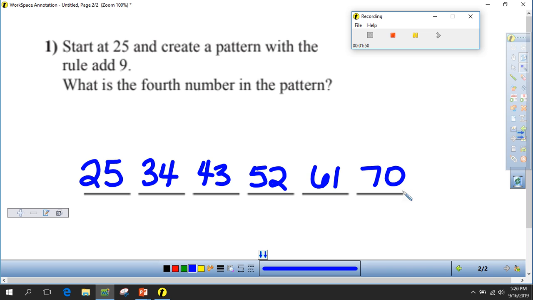So we just created an arithmetic sequence. We started with our first term of 25, and then we had a common difference of 9 where we added 9 each time. That created an arithmetic sequence using this pattern. This is the first term of the sequence, second term, third term, fourth term, fifth term, sixth term. So, you have done sequences before. You just may have not looked at them this way.